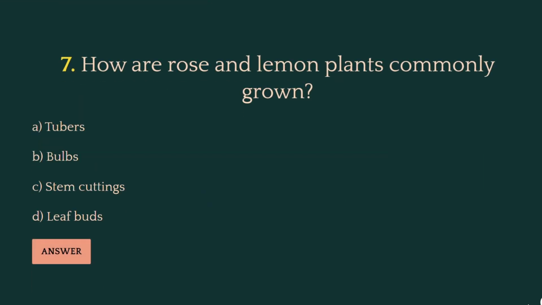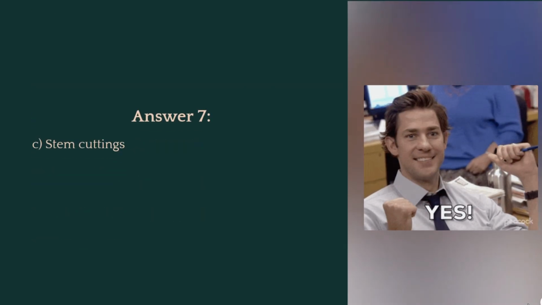Question number 7. How are rose and lemon plants commonly grown? The options for this question are A, tubers, option B, bulb, option C, stem cutting, or option D, leaf buds. And the correct answer is stem cuttings.